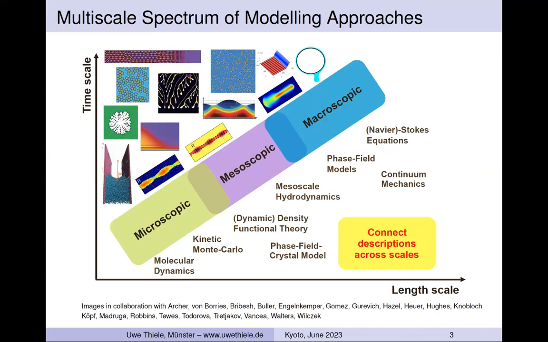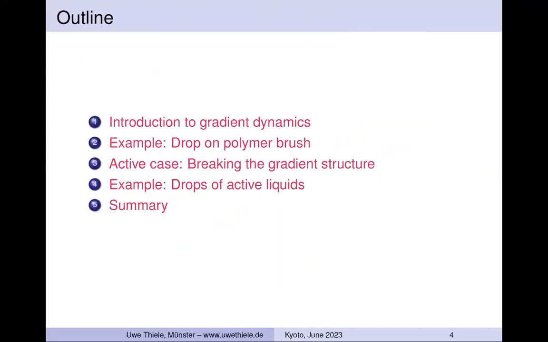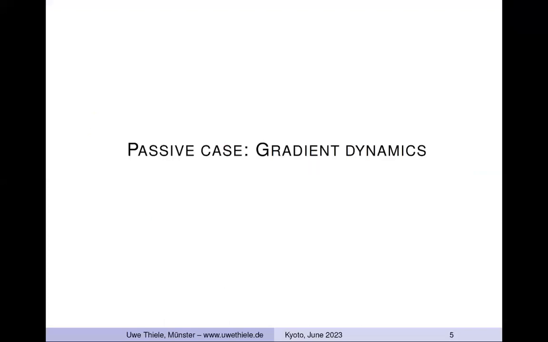But if I need MD simulations or the macroscopic modeling, I normally go to find collaborations with people who really know how to do that. And so what I want to talk about today is, I will give you an introduction to gradient dynamics. Then I will use the drop on a polymer brush as an example. And then we move from, let's say, these passive models to the active case where we have to break the gradient dynamic structure. And as an example, we look at a relatively simple, but not that simple, model for drops of active liquids on solid substrates.